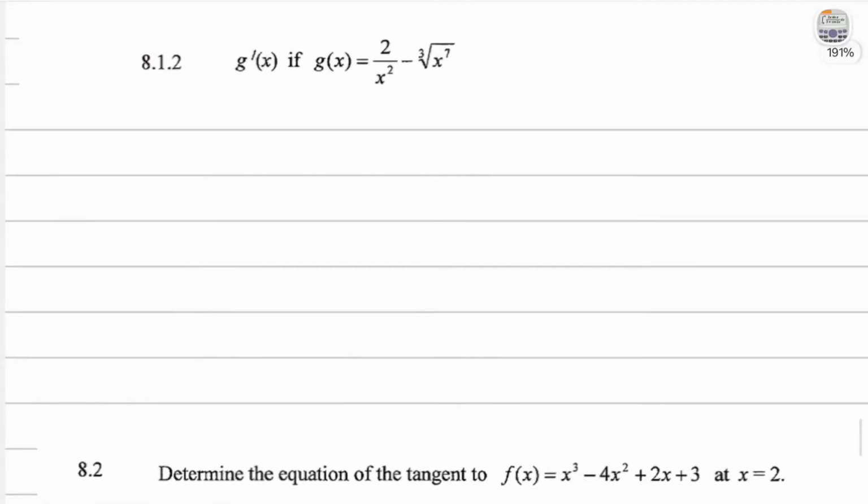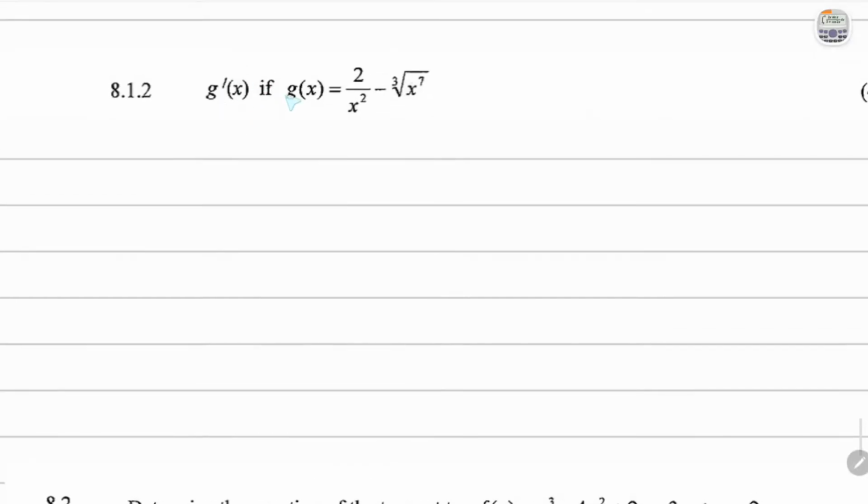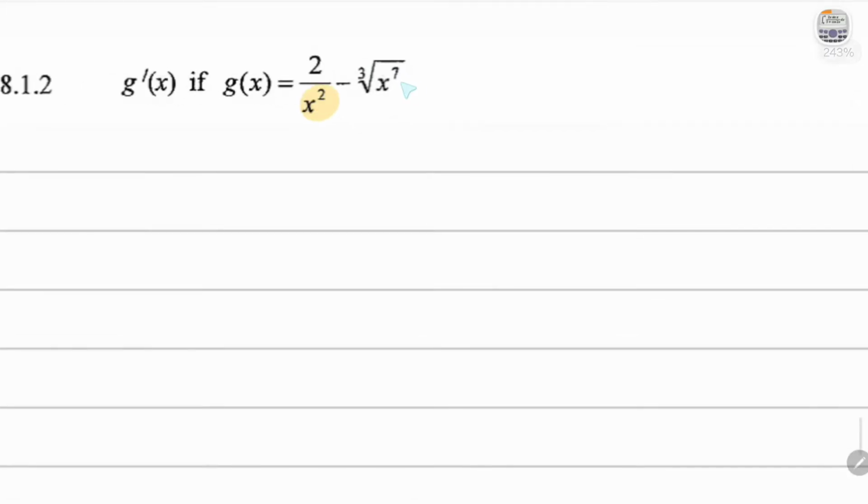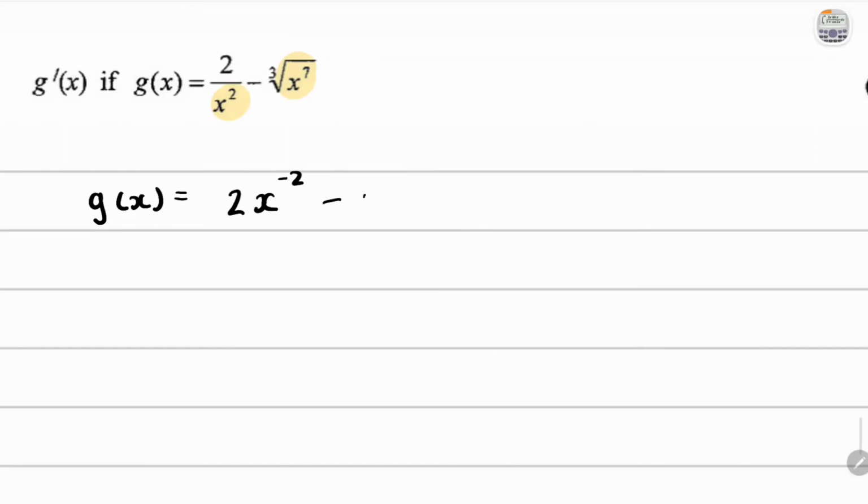Question 8.1.2 says we have to find g prime of x if we are given that g of x is equal to this. So do you see here with this one, you have x in the denominator, you have a surd. Clearly there are things that we need to fix here. So we'll say g of x is equal to, and to sort this out, to make sure that this is not in the denominator, we'll bring it to the numerator. So the 2 stays there because there's nothing wrong with it. And x comes to the numerator, but the exponent will become negative because of this. And then we have minus, and we can rewrite this as x.